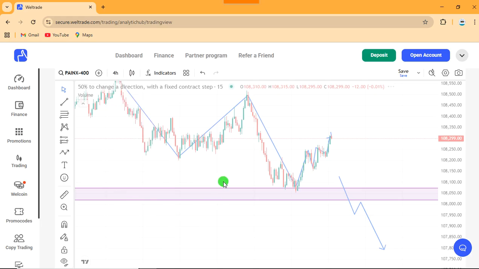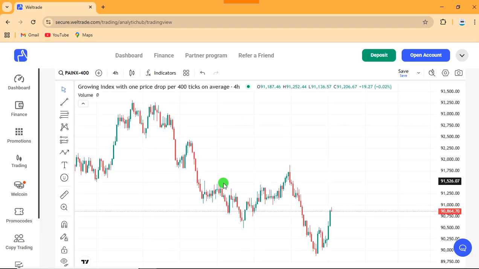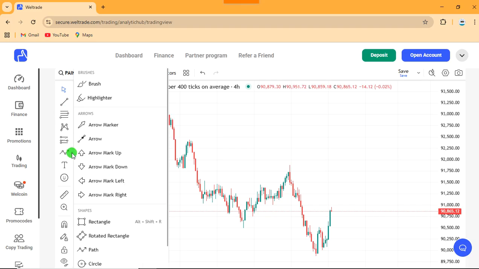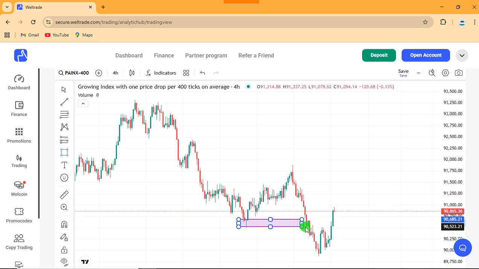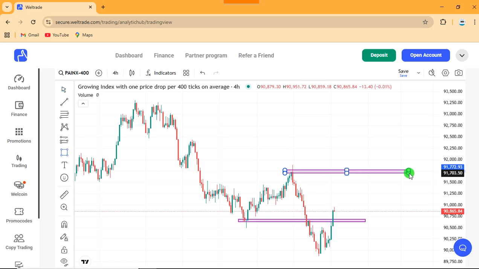Okay, pin 400 H4. Alright, here is the chart for pin 400 H4. So we'll be marking the analysis of the structures, which we can already see. The market actually just moved straight into our previous place some time ago. So you can see that was the previous level we actually marked some time ago. This is the high we actually also marked.